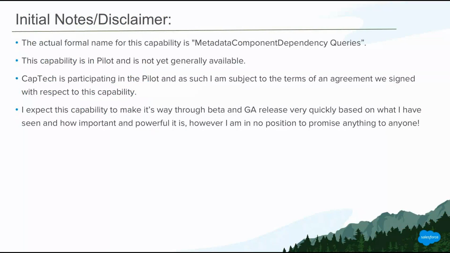All right. So a couple of initial notes. The actual formal name for this capability is not, in fact, the Dependency API. It's the Metadata Component Dependency Query. And we'll get into why that's important. It's not really an API at all. It's an object that you can query via the Tooling API and capture a lot of interesting information about the dependencies in your org.